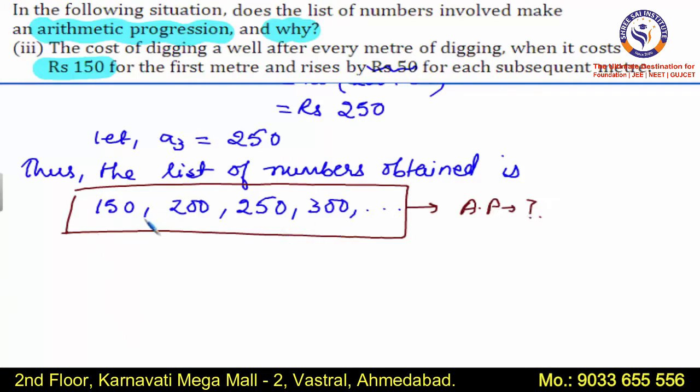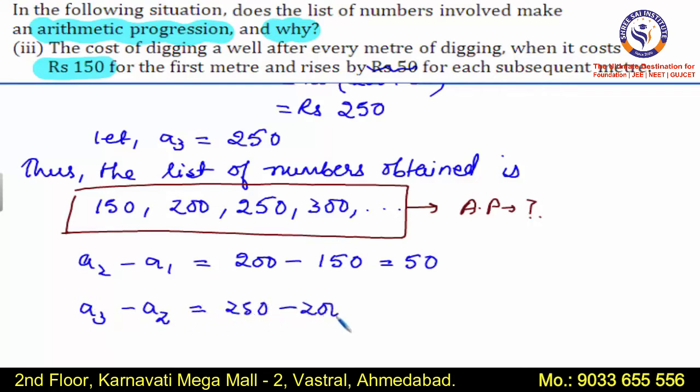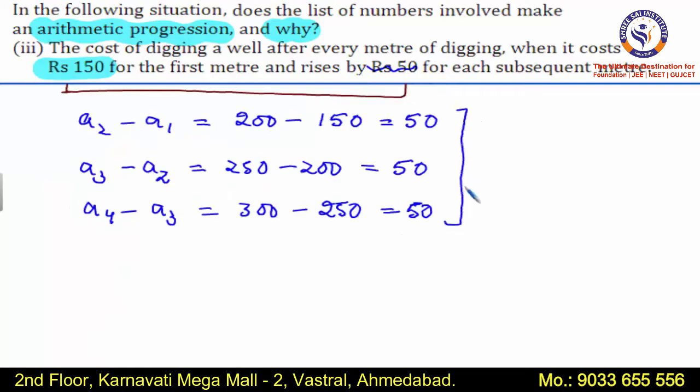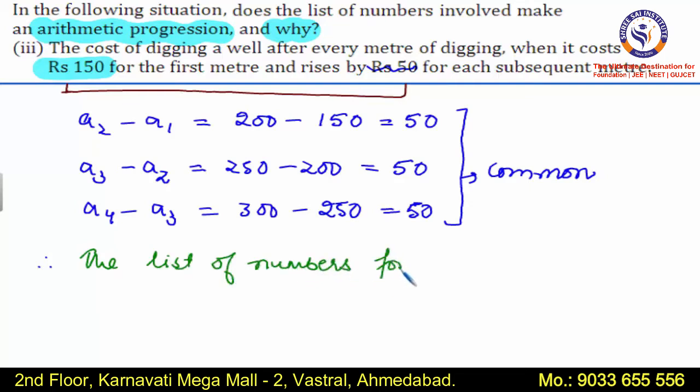This list of numbers will form an AP if we subtract each term from its succeeding term and the difference will be the same. That is A2 minus A1, 200 minus 150 is equal to 50. On subtracting A2 from A3, we have 250 minus 200 and this is equal to 50. Similarly, A4 minus A3, that is 300 minus 250 is equal to 50. Here we see that on subtracting each term from its succeeding term, the difference is common, which is 50. Therefore, we can say that the list of numbers form an AP. This completes the solution.